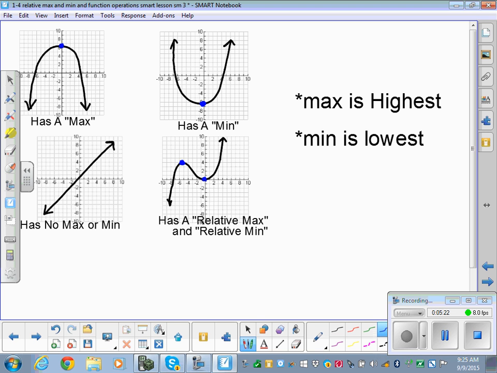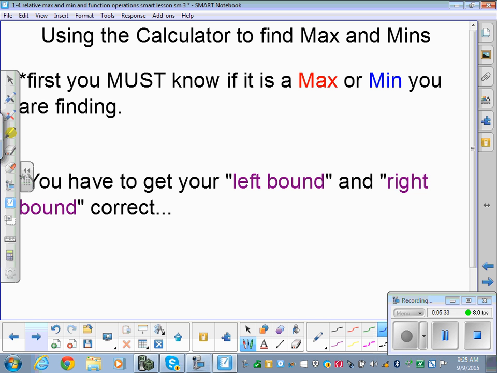Now you have to be able to see what you're looking for, a max or a min. To be able to do this correctly, we're going to use our calculator, so make sure you have your graphing calculator ready to go. Okay, before I teach you how to use your graphing calculator, it's kind of cool because it's going to tell you your maximum value and your minimum value. But before you can do that, you have to be able to tell if it's a maximum or minimum. So I just taught you how to do that. You look at it, it's pretty obvious. And then we have to get our left bound right and our right bound right. Now you're like, what do you even mean by that? I can't show you until I show you how to do it on a calculator. Those are really important things to be able to do this correctly. Your calculator will still give you an answer.